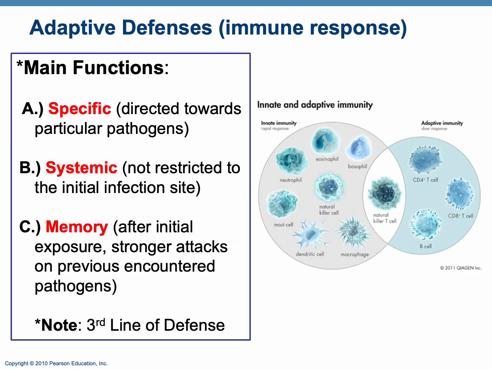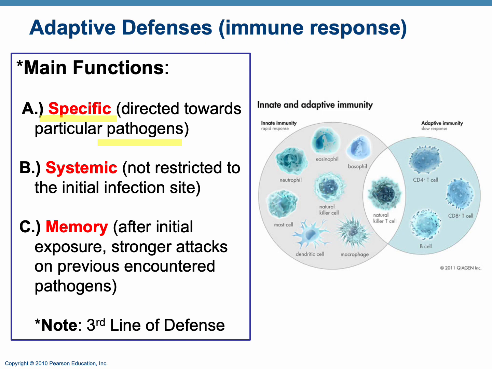Okay, so when we look at the adaptive defenses of the immune system, there are several important characteristics or functions that we should really key in on. The first one, letter A, is the fact that this defense system is considered to be specific. It's considered to be targeted and ultimately directed towards particular pathogens, if that be a virus, a bacteria, a deadly fungi or a toxin. That ultimately is an important characteristic here.